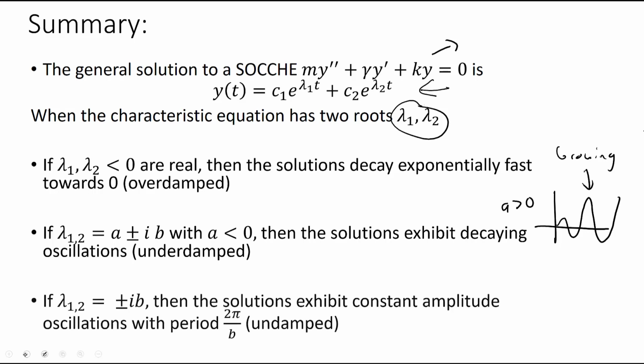Finally, we also saw that if our two roots are pure imaginary, and actually you could think of this as a special case of the example above where a is 0, then our solutions actually exhibit constant amplitude oscillations, the amplitude of which depends on the initial conditions, but the period of which only depends on this b term, which defines the angular frequency in our cosine or sine solutions.